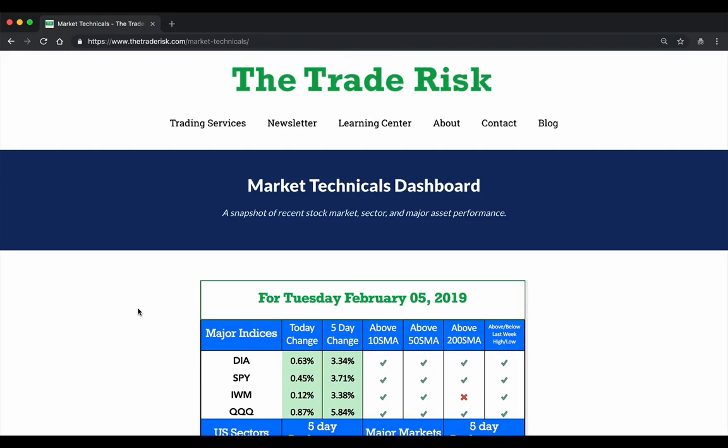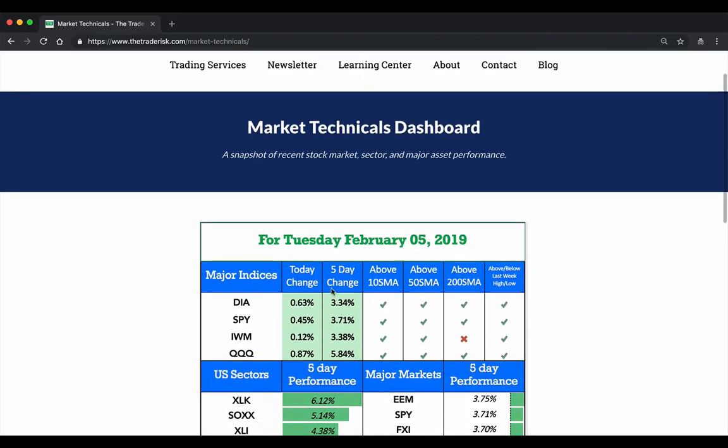So we're going to jump into our dashboard here. You can see we're off to a great start to the week. Once again, we're green right across the board today, about 0.5% in all of the major averages. And the 5-day change, take a look at some of these numbers here. Very impressive numbers, 3 to almost 6% in the Qs. The Qs are certainly what's been leading the market, or driving the market higher on this latest leg.